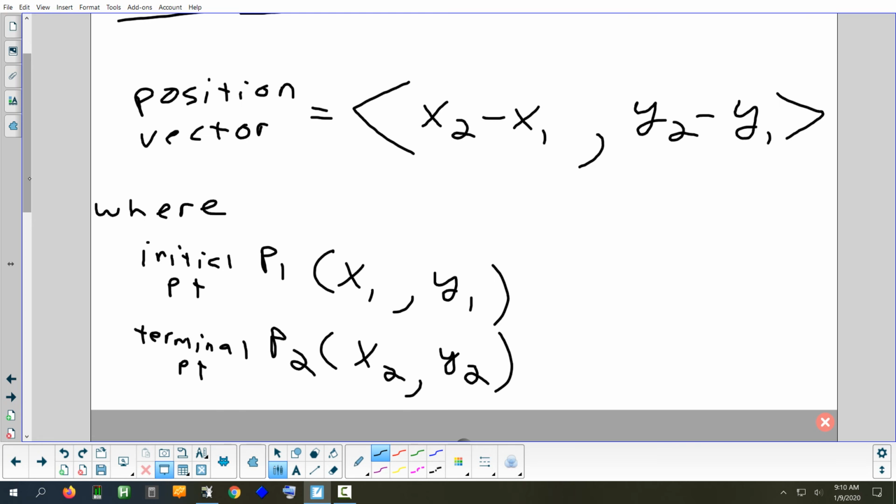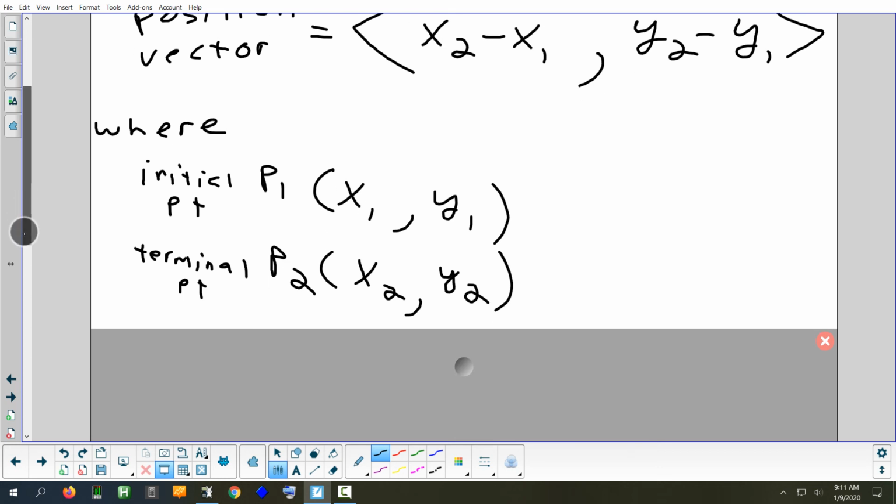But we're going to extend that now to 3D. So we have the difference in the x's, comma, difference in the y's. What do you think I'm going to put inside at the end of the bracket to make it 3D? Z2 minus Z1, yes. So I'm just going to put comma, Z2 minus Z1. And there's your position vector in 3D.